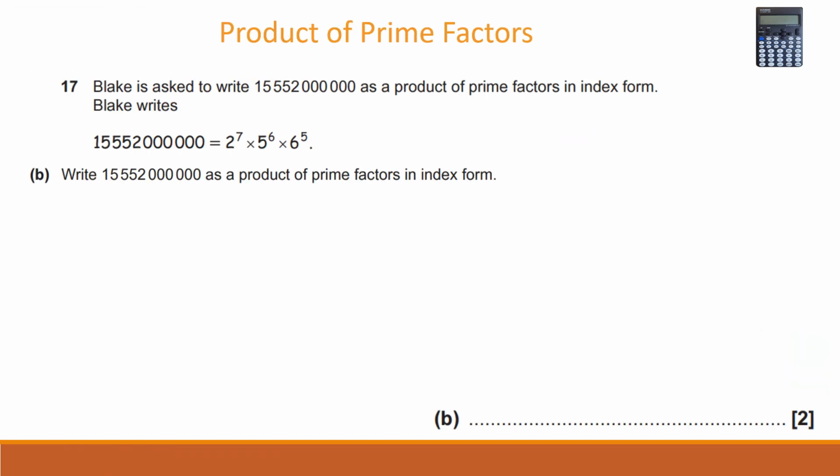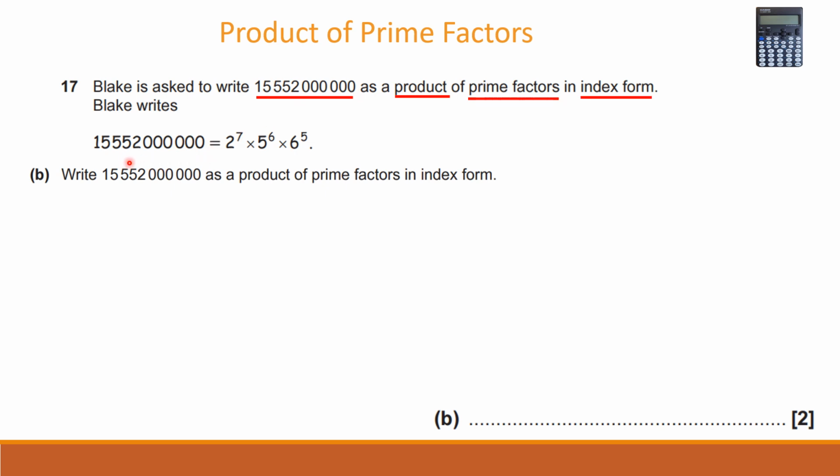This is a question of product of prime factors. We're going to be looking at the keywords in the question. And to start with, you can see we have got a really large number here. So this is 15,552 million. And you've got to write it as a product of prime factors in index form.